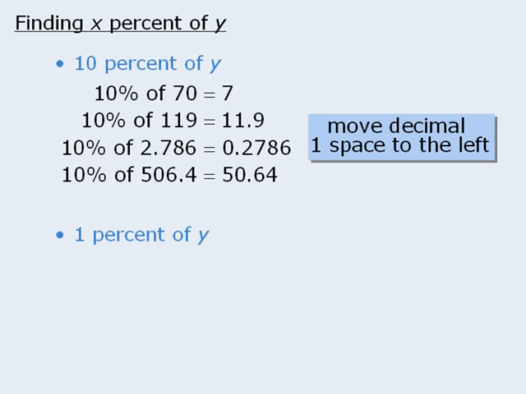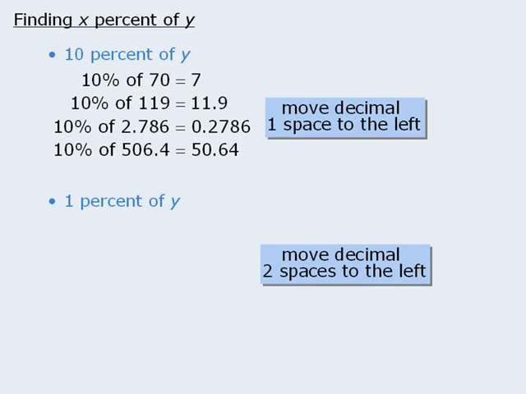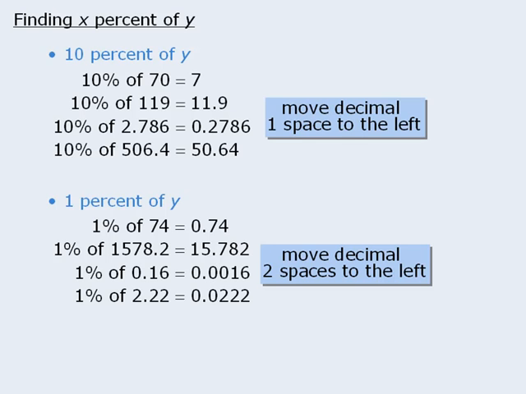Now, we also need to know how to find 1% of a number. To find 1% of any number, we simply take that number and move the decimal point two spaces to the left. So, for example, to find 1% of 74, we move the decimal point two spaces to the left to get 0.74. To find 1% of 1578.2, we move the decimal point two spaces to the left to get the following, and so on. Now that we know how to find 10% of a number and 1% of a number, we can use this to find other percents of numbers.